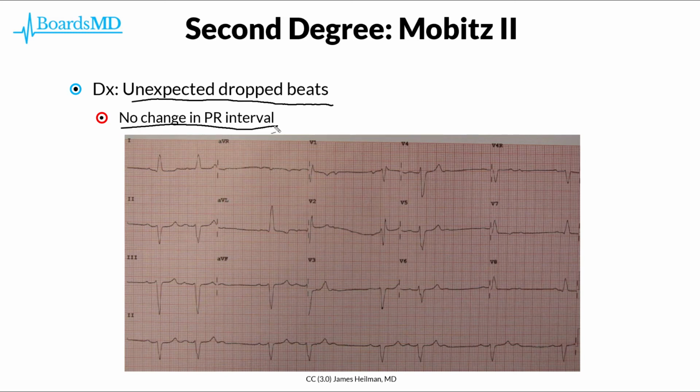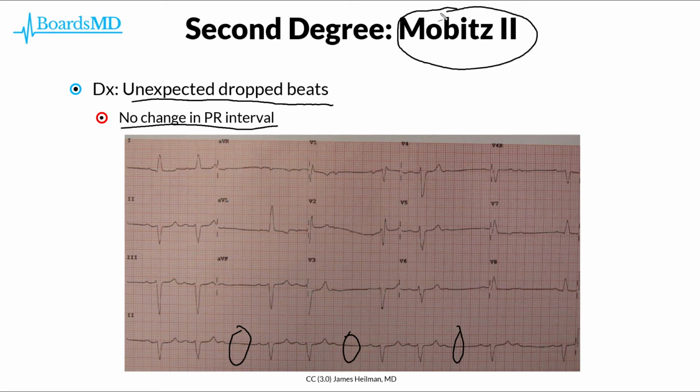This can be appreciated if we take a look at lead 2 at the bottom of this EKG strip, where we can see that we have this PR interval, then the same PR interval, and suddenly we have this unexpected dropped beat. We then have resumption of that same PR interval again, no PR prolongation, and then once again we have this dropped beat, and this happens once again as we move along the EKG strip, and therefore these findings of having unexpected dropped beats but no change in the PR interval is highly characteristic of Mobitz Type 2.